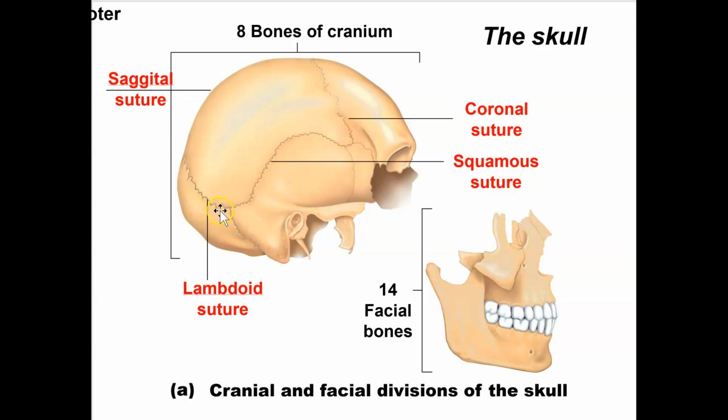And the lambdoid suture, which looks a bit like the letter lambda, separates the parietal and occipital bones from each other. So both parietal bones are separated from the occipital bone by the lambdoid suture.